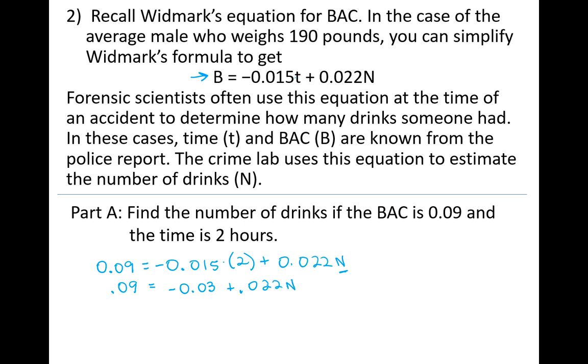0.022 N. All right, we're trying to get this alone, so we have to do the adding first. We're adding 0.03. 0.09 plus 0.03 is going to be 0.12. Negative plus a positive, of course, that goes away. That's why we did that. Equals 0.022 N. So our last step is going to be to divide by the number in front of N.